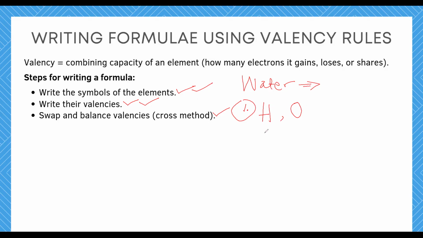Now, I'll show you how to calculate valencies, okay? But for this example, the valency of hydrogen is 1. The valency of oxygen is 2. Did you see that? And then the third step says what? Swap and balance valencies. So what we'll do at the third step is just to cross, just like this. So the final formula now becomes H took this number 2. Is that correct? Because we crossed it like this, right? So we have 2 in front of H.